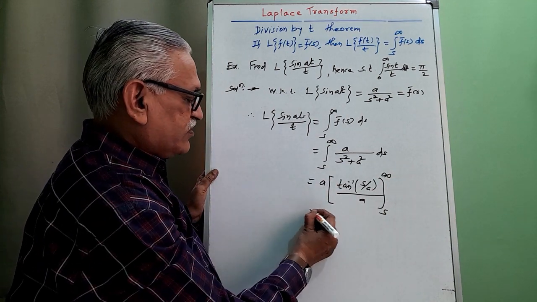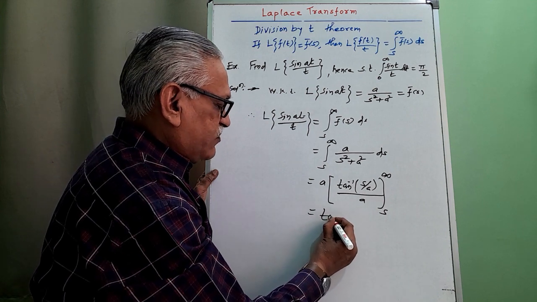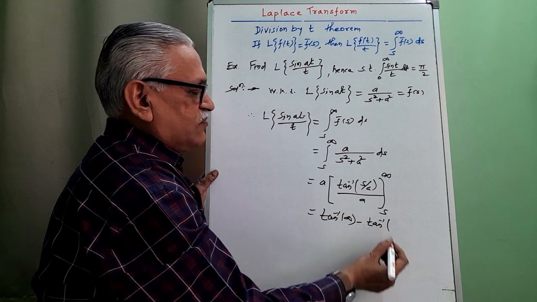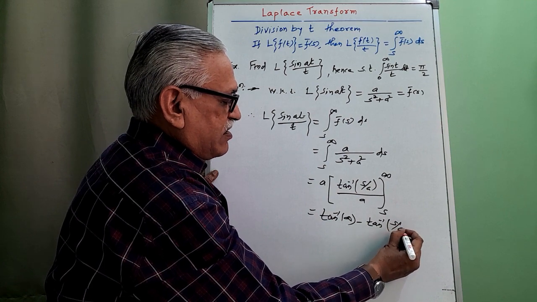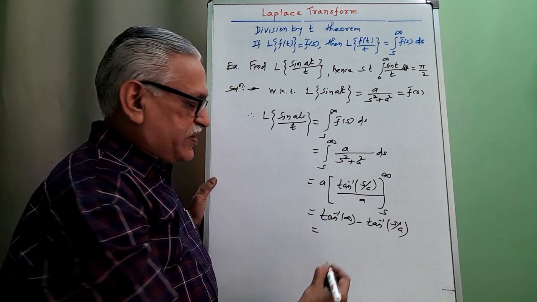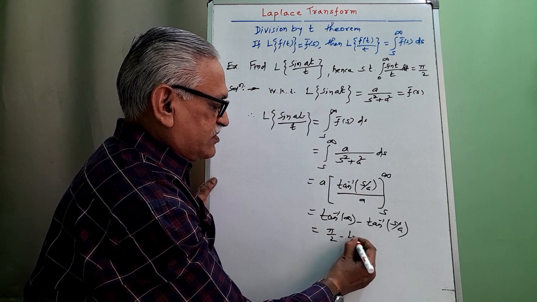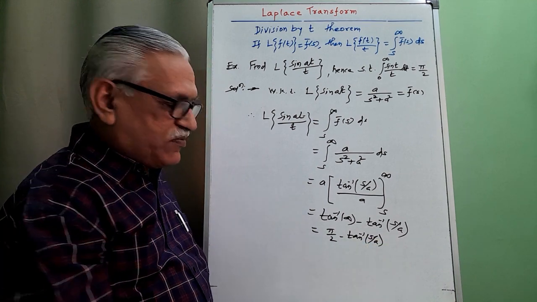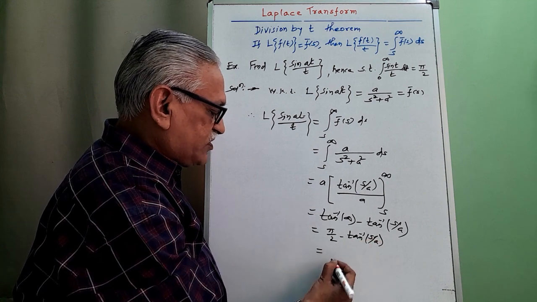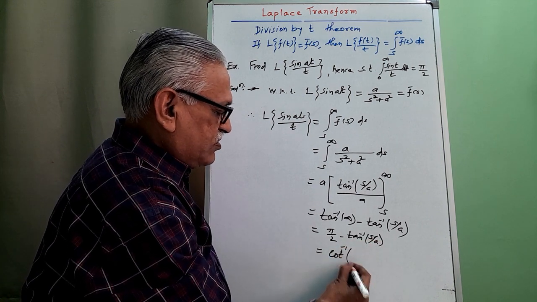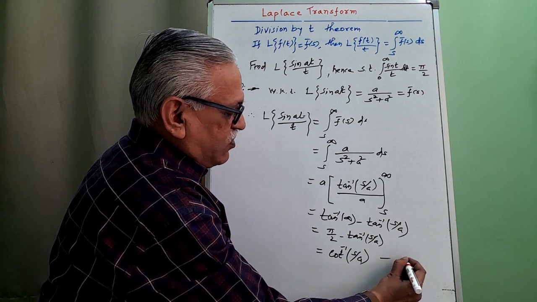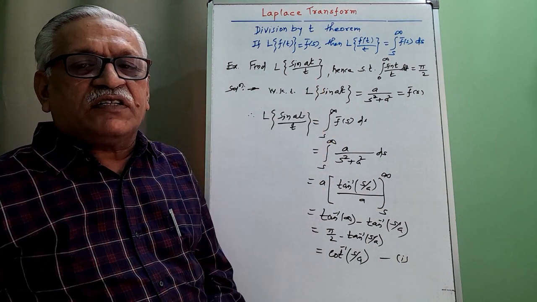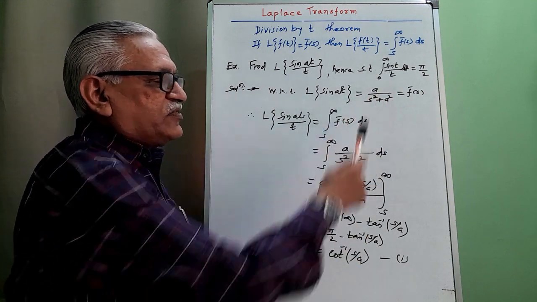A gets cancelled, subtracting the upper and lower limit. For upper limit it becomes tan inverse of infinity minus tan inverse of, for lower limit, s by a. We know the value of tan inverse of infinity, it is pi by 2, minus tan inverse of s by a. Again, standard result from trigonometry, pi by 2 minus tan inverse theta is cot inverse theta, therefore it becomes cot inverse of s by a. We call this equation number 1. Result for the first part. Then using this result, we have to evaluate the value of this integral.